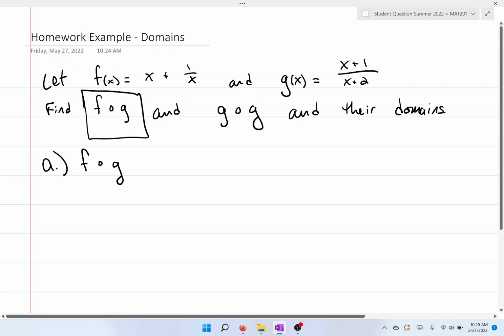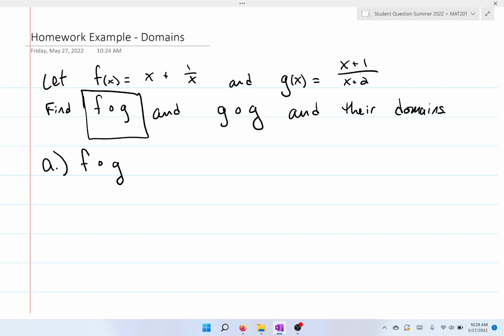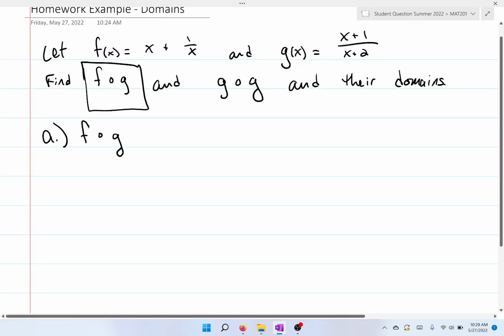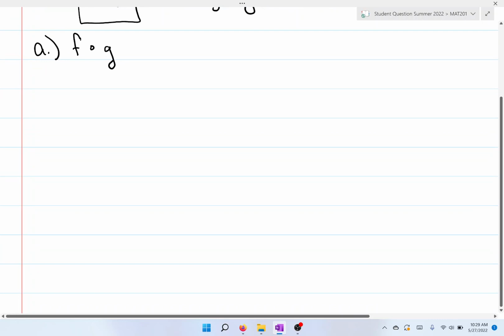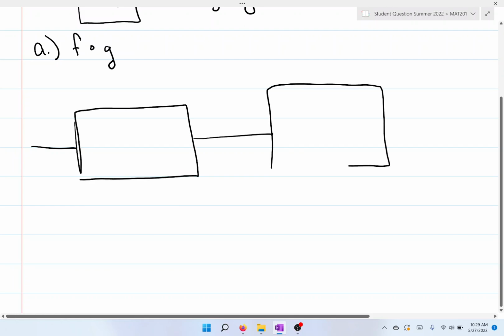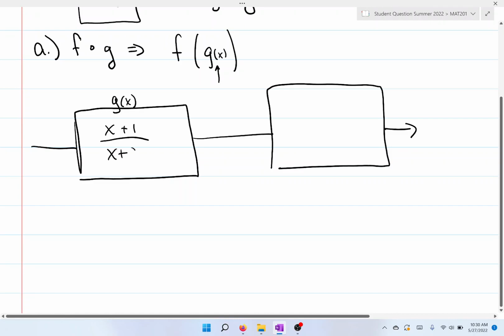Now, sometimes the easiest way to visualize what a compositional function is, is to think about it in terms of a machine almost. So basically, you have two functions, f and g. The compositional function means f of g of x, which means we have to evaluate g of x first. So in this first rectangle, I'm going to label it g of x, and all I'm going to do is write what g of x actually is. So it's going to be x plus 1 over x plus 2.